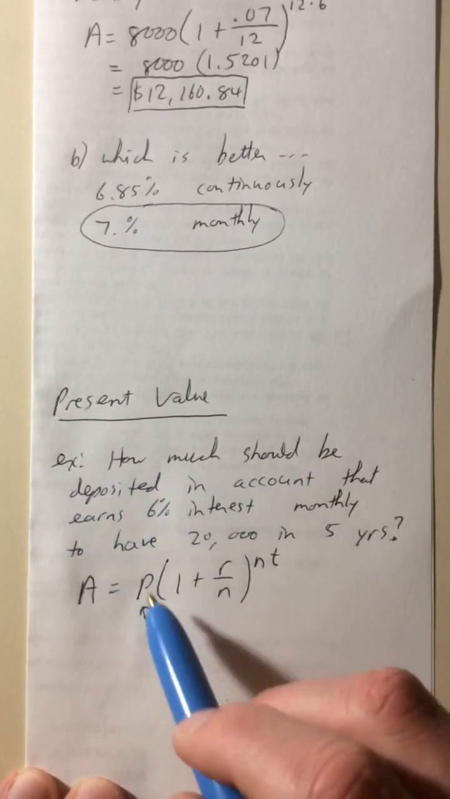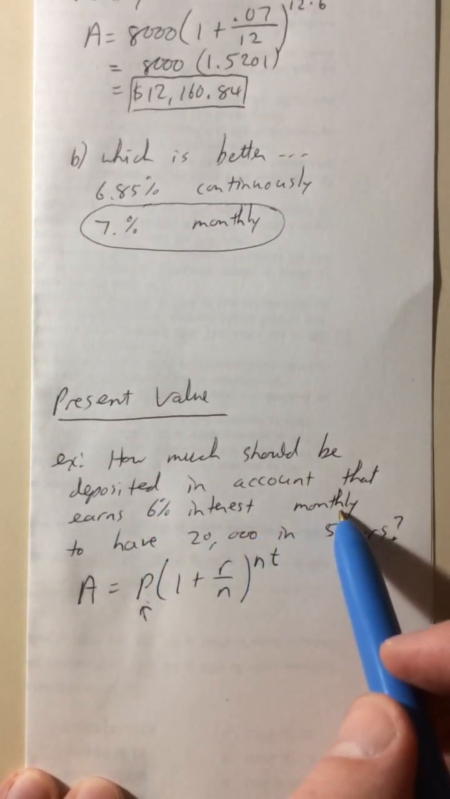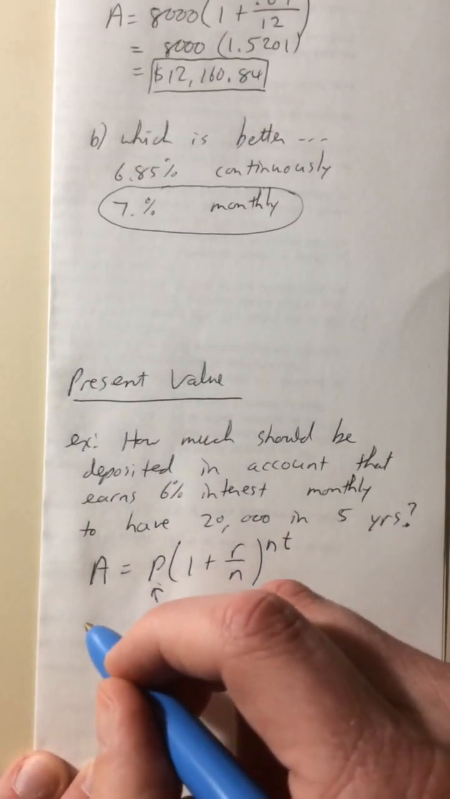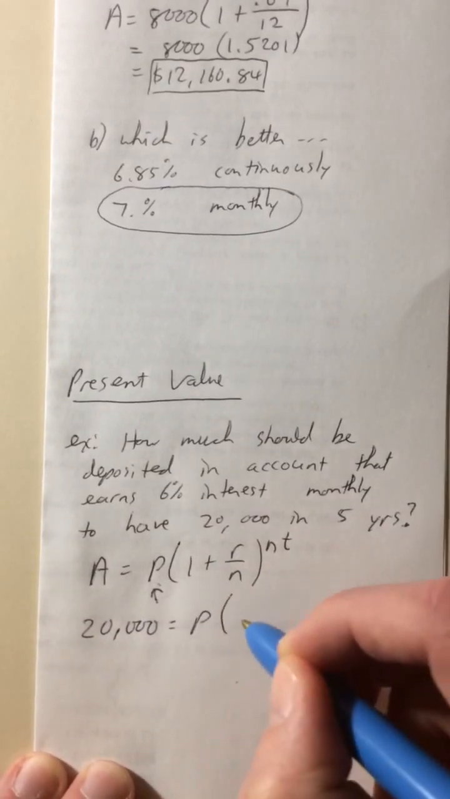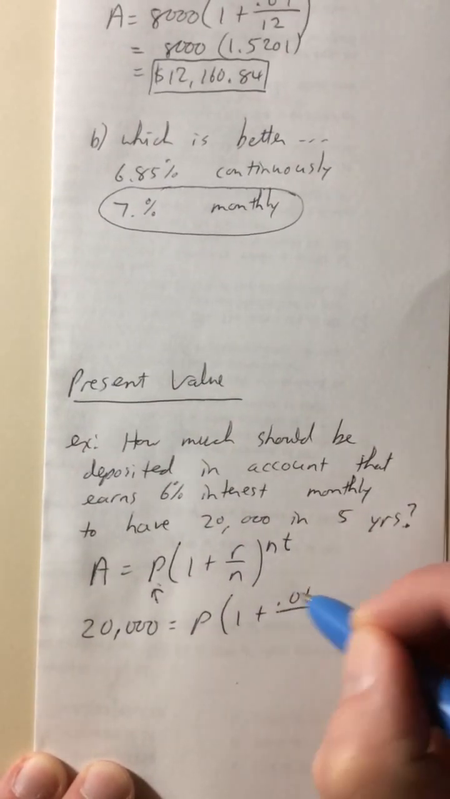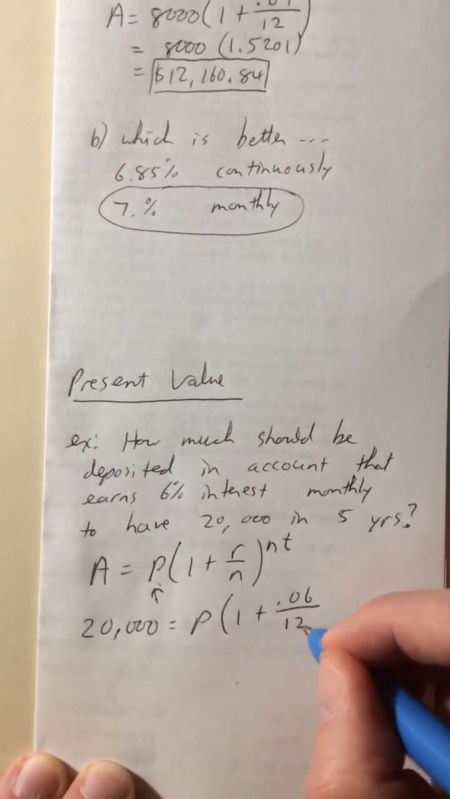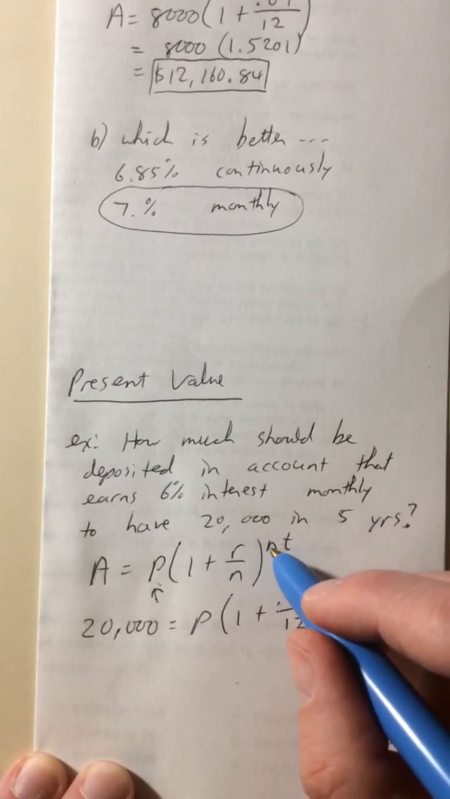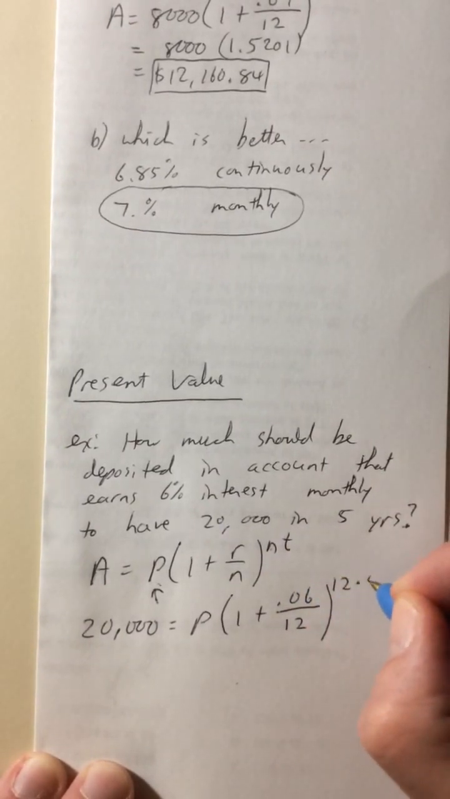All right, so how much should be deposited? That's that amount right there. In an account that earns 6% interest monthly to have $20,000 at the end of 5 years. So just plug the numbers in. So we got 20 G's. P we don't know. 1 plus the interest rate, 0.06. For how long? Or actually how often? Monthly. So that's 12 right here. To the NT, so that's 12, because it's 12 times a year, that's N, 12. And T is 5. So 12 times 5 years.